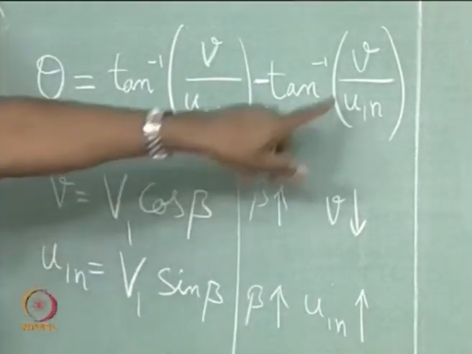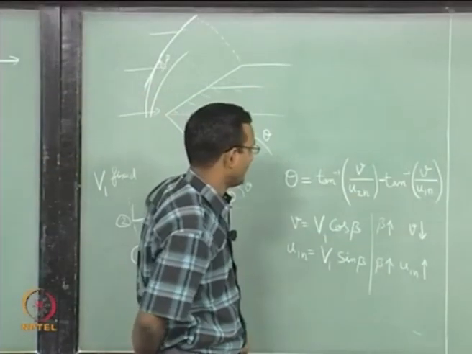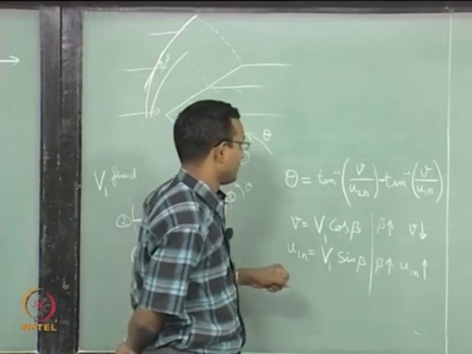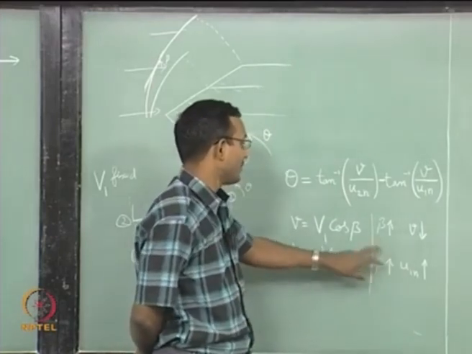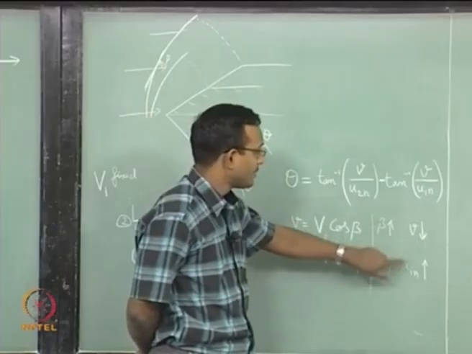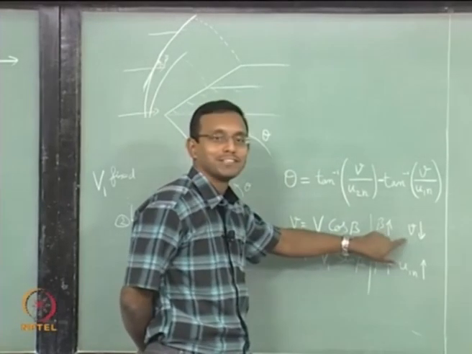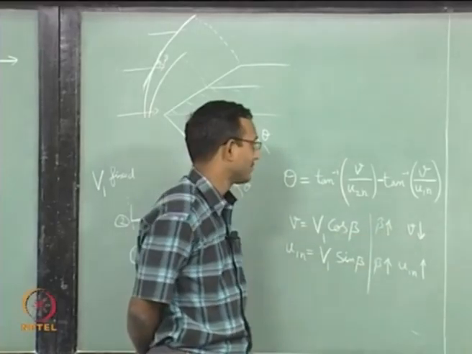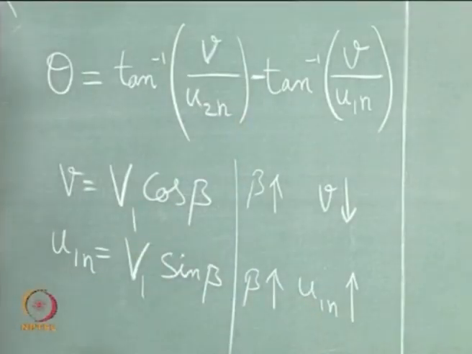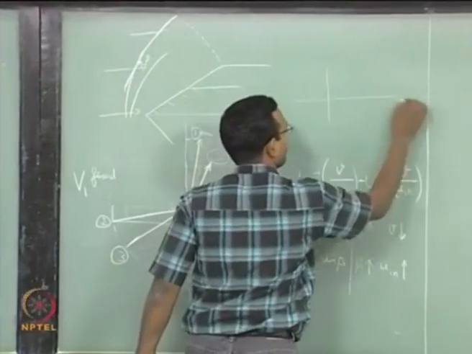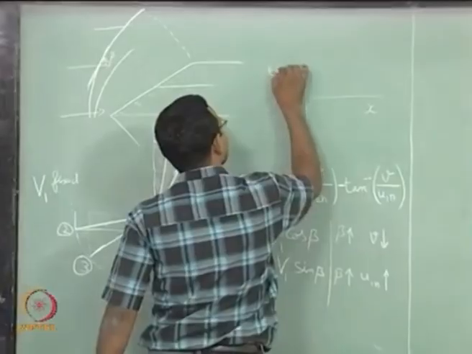Now, I will go look at this term, V by u1, V by u1 normal. If my beta increases, V by u1 normal will decrease, because the denominator is increasing and the numerator is decreasing, simple enough. And tan inverse is a monotonic function. I have to draw that also here. This is some x and this is tan inverse x.